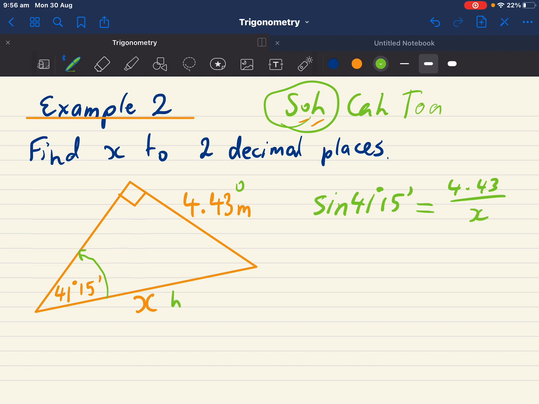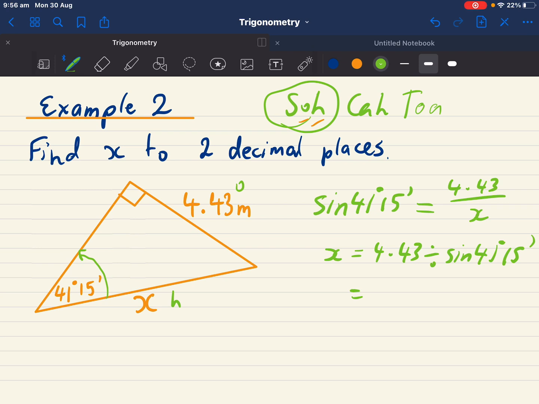In this case, you'll note that the x is now on the bottom. Bottom means we need to divide. So this is a sine question where we actually had to divide instead of times. And again, the reason for that is x was on the bottom, right? Bottom means divide. So we type this into the calculator, we press equals.